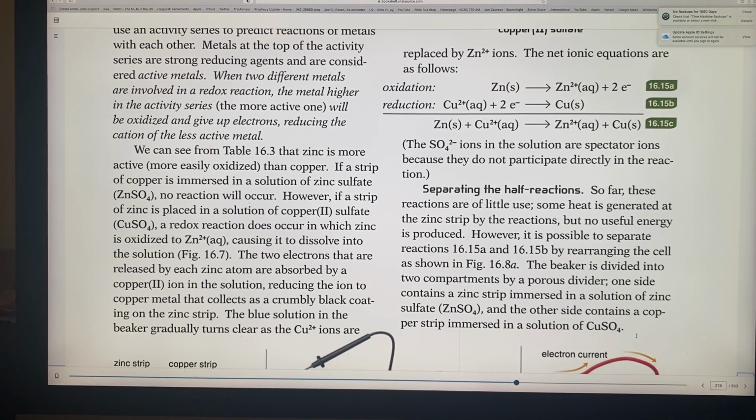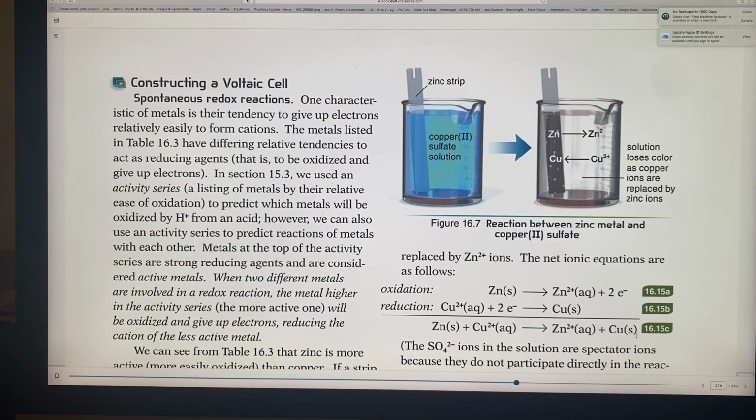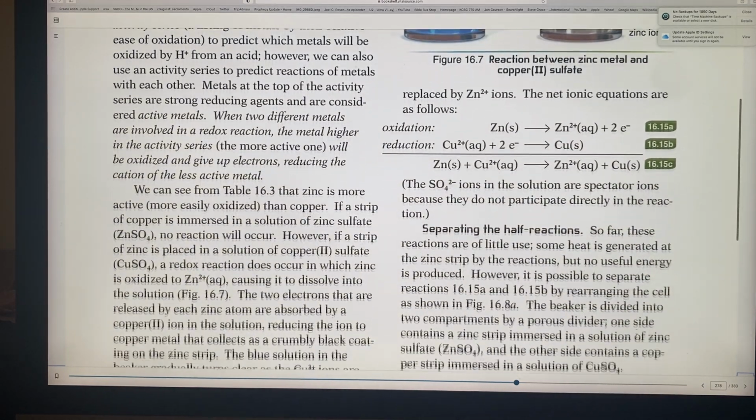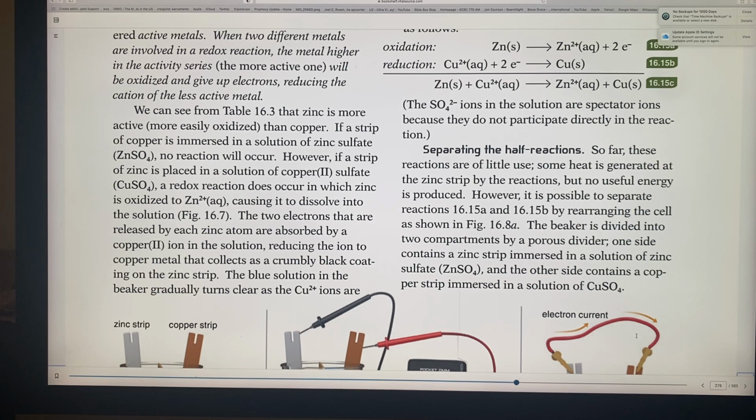It is possible to separate by rearranging the cell in a certain way to produce electric currents to flow through. This is done by dividing the beaker into 2 compartments. Like this we wouldn't do with this. It might be good for copper plating, but that's about it. Now we're going to show how a battery works, the power of a battery. By rearranging the cell the way we like, we can control the amount of energy that's going through with the electrons.